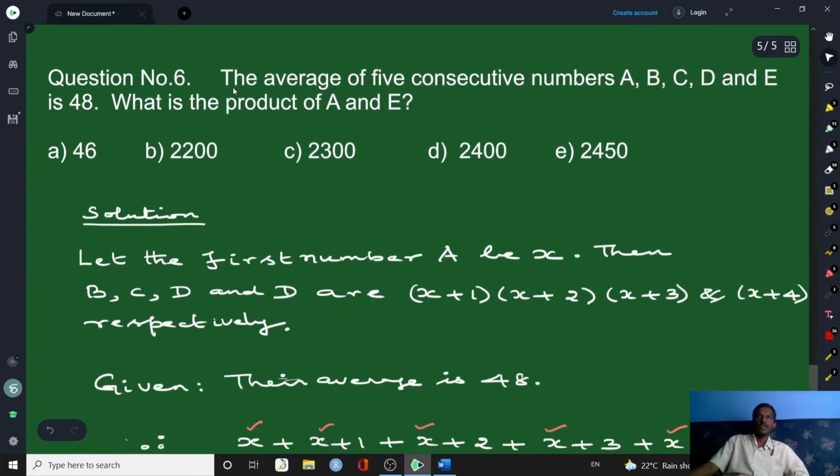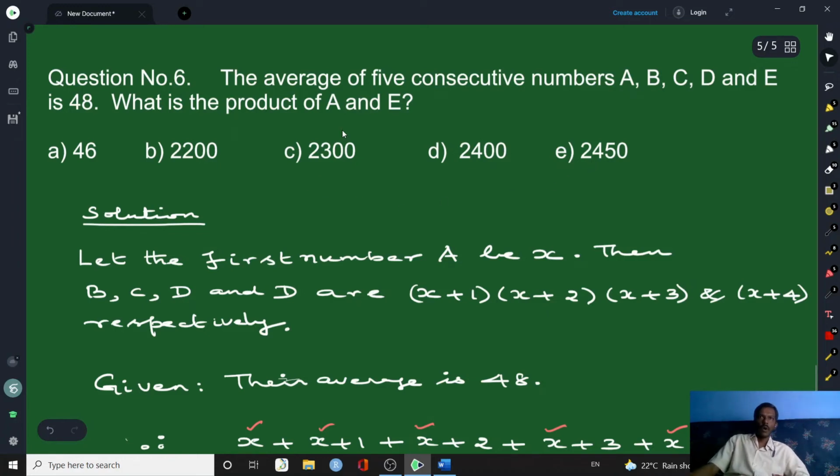Question number 6: the average of 5 consecutive numbers A, B, C, D and E is 48. What is the product of A and E? The options are A is 46, B is 2200, C is 2300, D is 2400 and E is 2450.